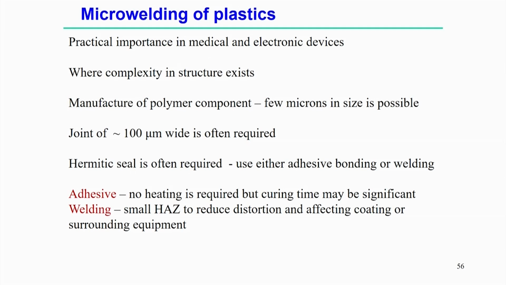Of course, there is the alternative of adhesive bonding or adhesive joining processes. The advantage of the adhesive process is that no heating is required, but sometimes the curing time may be significant. So the alternative is the welding process. In this case a small heat affected zone is created, which can affect the coating or the surrounding equipment in a device where several components are compacted. These are the advantages and disadvantages of micro welding of plastics.